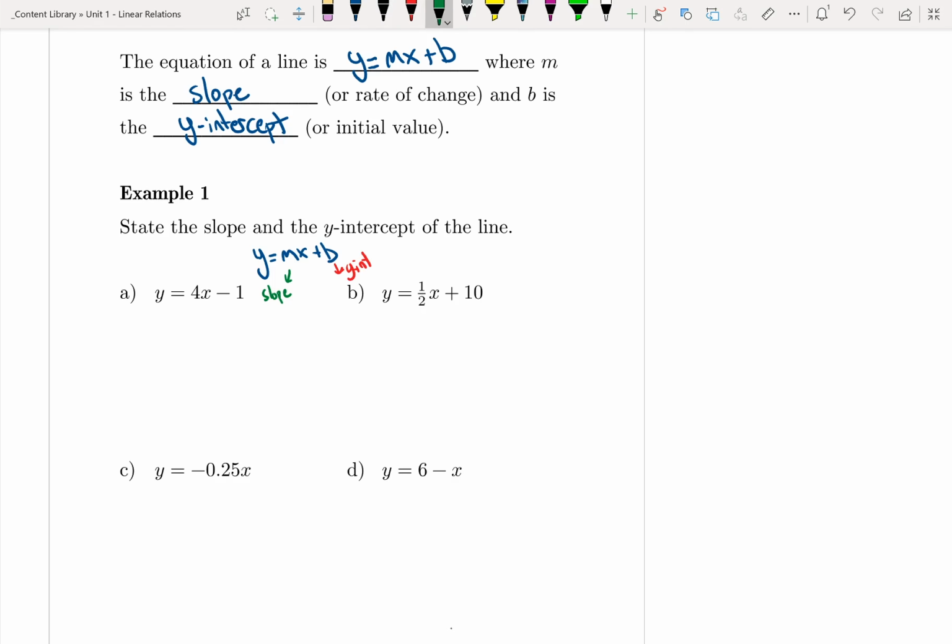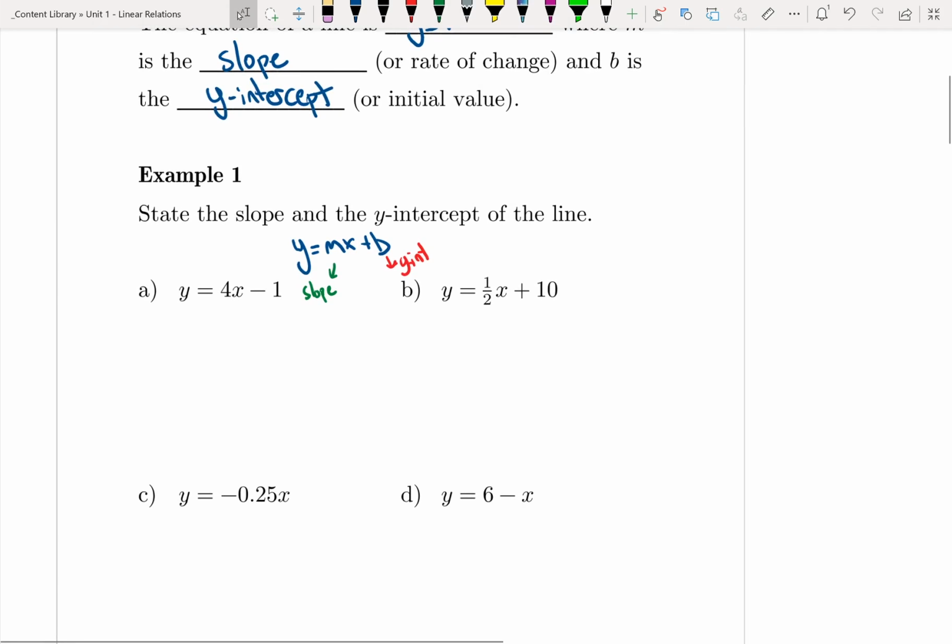So if I look at my equation, y equals 4x minus 1, the m value is the number attached to the x, so in this case it is 4, so that means my slope is equal to 4. The constant on its own is 1, but I have to look at the sign in front to tell me if it's negative or positive. In this case, it's negative, so that means that my y-intercept is equal to negative 1.